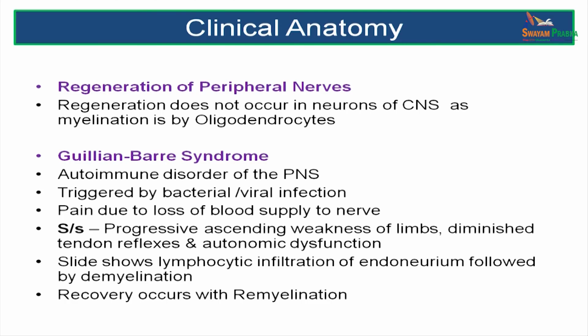There is a syndrome called GB syndrome, also called the Guillain-Barré syndrome, which affects the peripheral nervous system. It is an autoimmune disorder and it usually follows some type of bacterial or viral infection. There is pain because of loss of blood supply to the nerve, and there is progressive ascending weakness of the lower limbs followed by upper portions of the body, diminished tendon reflexes and autonomic dysfunction. There is infiltration of the endoneurium and demyelination. This is then followed by recovery and remyelination.